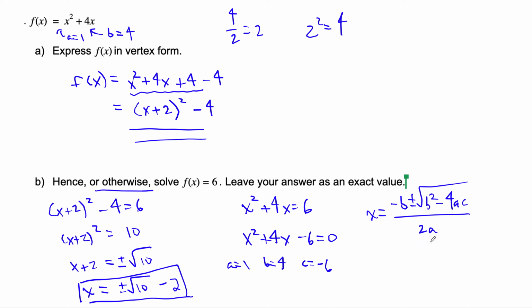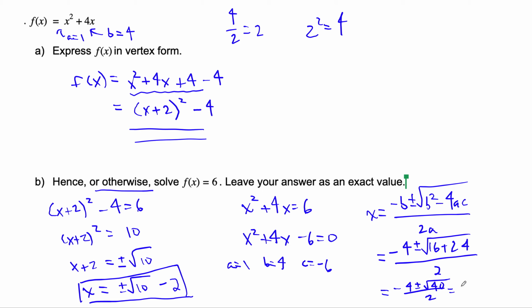The quadratic formula is x equals negative b plus or minus square root of b squared minus 4ac over 2a. That will be negative 4 plus or minus 4 squared, which is 16, minus 4 times a, which is 1, times c, which is -6. So that is plus 24, and 2 times a, which is just 2. So this becomes 40. So we have negative 4 plus or minus square root of 40 over 2.